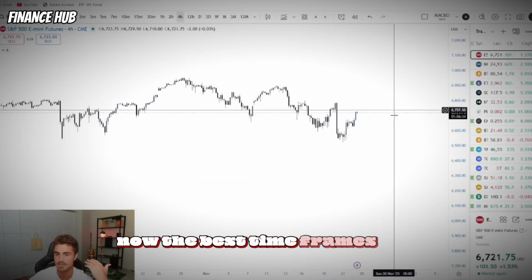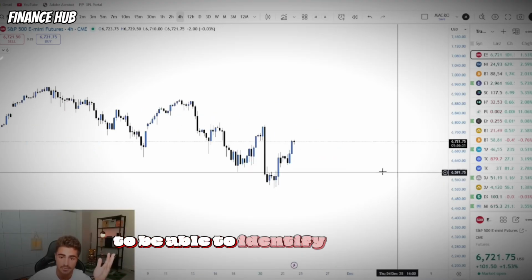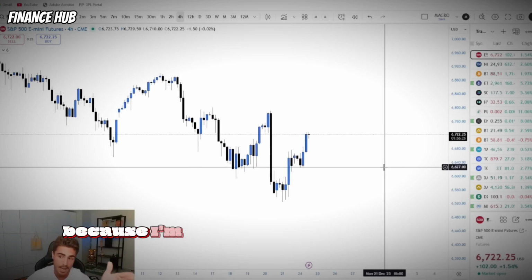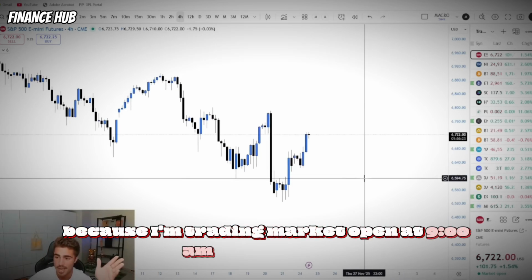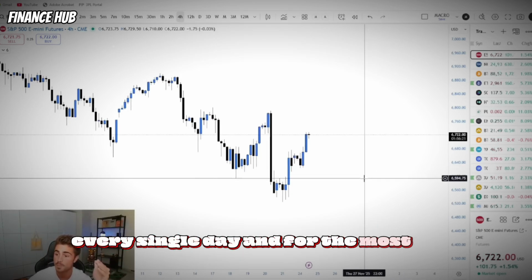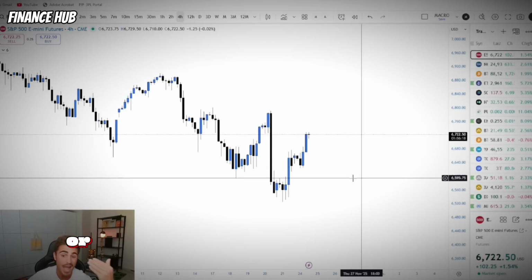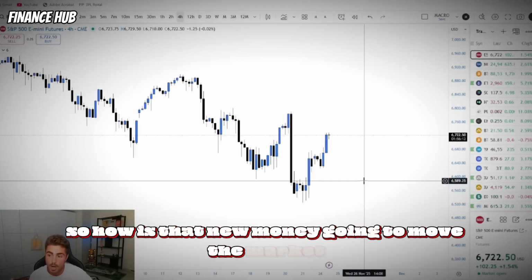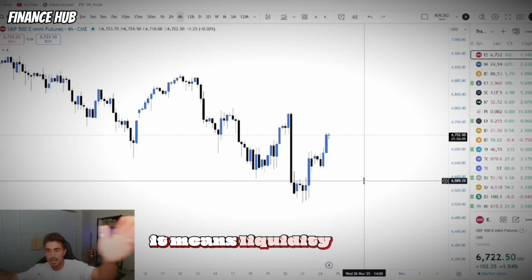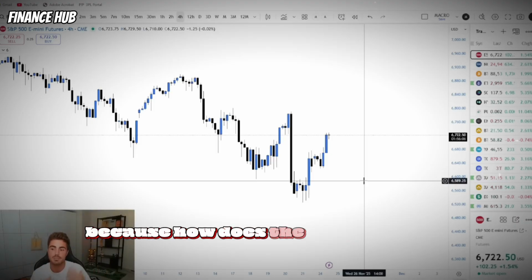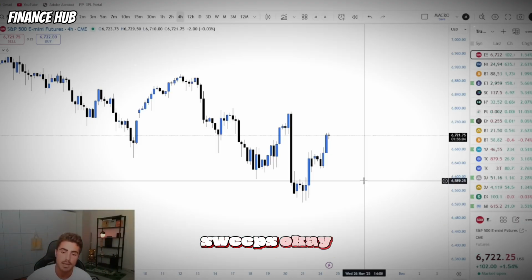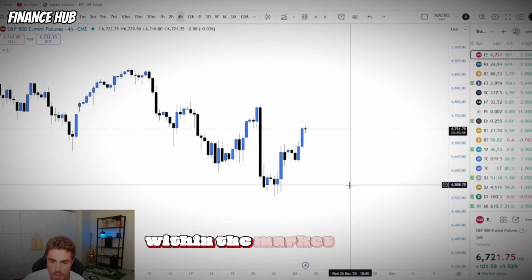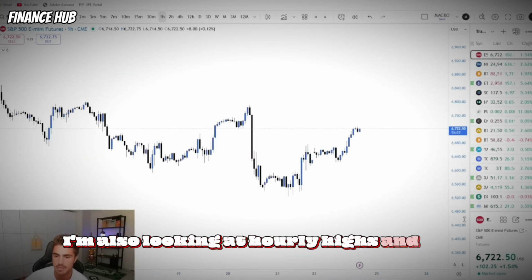Now, the best time frames, at least for the way that I trade, to be able to identify liquidity on is going to be the 4 hour and the 1 hour. Now, why is this important? Because I'm trading market open at 9:30 a.m. Eastern time every single day. And every single time that market opens, there's new money coming into the market. So how is that new money going to move the market? It needs liquidity. Good, we're learning, because how does the market move? Through liquidity sweeps, okay? So the first thing that I'm looking for is 4 hour highs and lows within the market. I'm also looking at hourly highs and lows within the market.